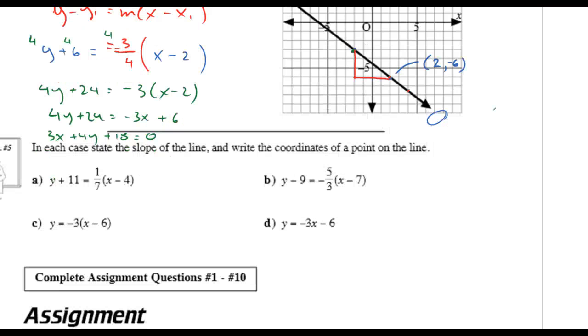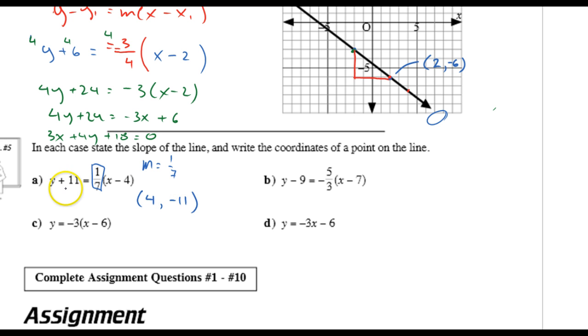Okay, we're almost done here, so let's go ahead and do a few more examples. In each case, state the slope of the line and write the coordinates of a point on the line. All right, so this is just reading straight off the equation. So m is my slope, and that is 1/7. And then for a point, I'm just going to write the coordinates, which are always x first, so that's going to be 4, comma, -11.